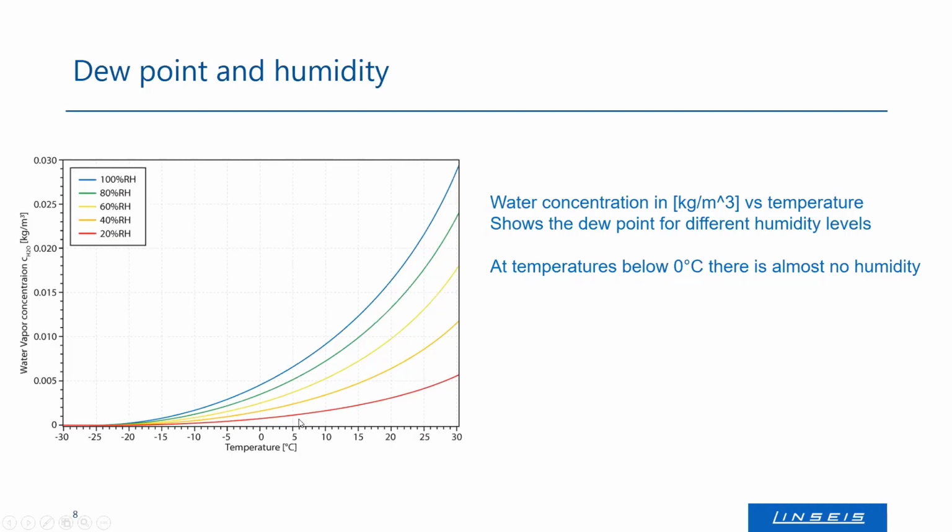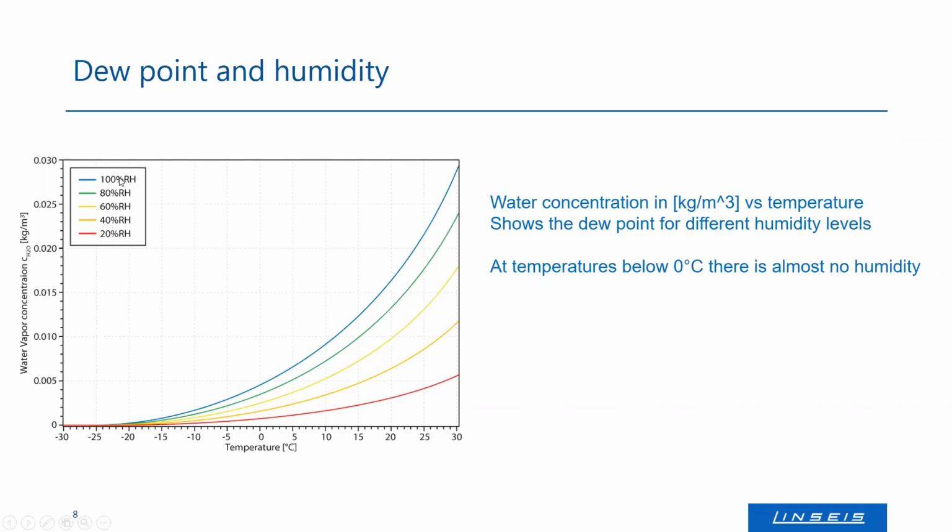And if you just imagine the blue curve and extrapolate it up to 100 degrees, you can imagine that it's really a huge amount of water needed to keep the 100% up and running. And therefore, our humidity generator can guarantee 80% up to 100 degrees. It can guarantee 100% humidity up to 80 degrees. That's what I meant at the beginning.